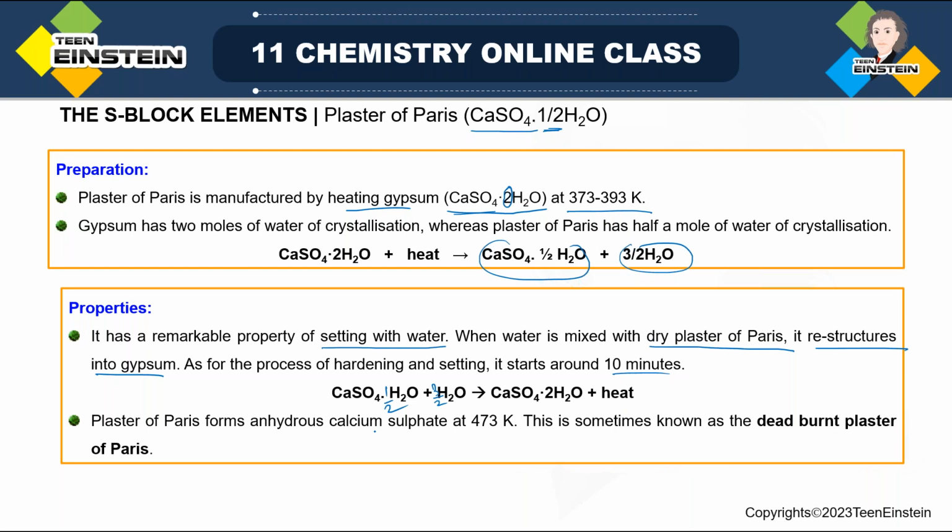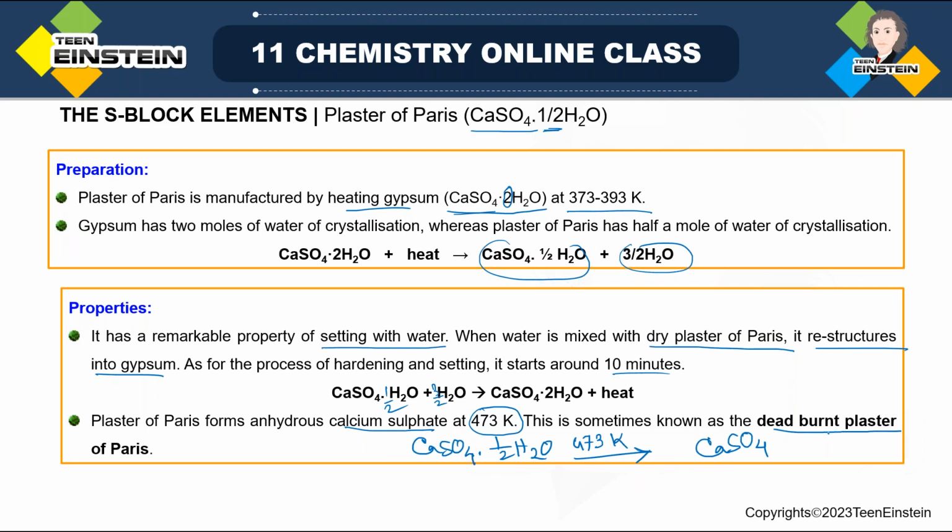Plaster of Paris forms anhydrous calcium sulfate. If you heat plaster of Paris at this particular temperature, 473, then it loses these half water molecules. Once it loses these half water molecules at 473 Kelvin, we get a calcium sulfate molecule without any water. It is anhydrous, and that is known as dead burned plaster of Paris.